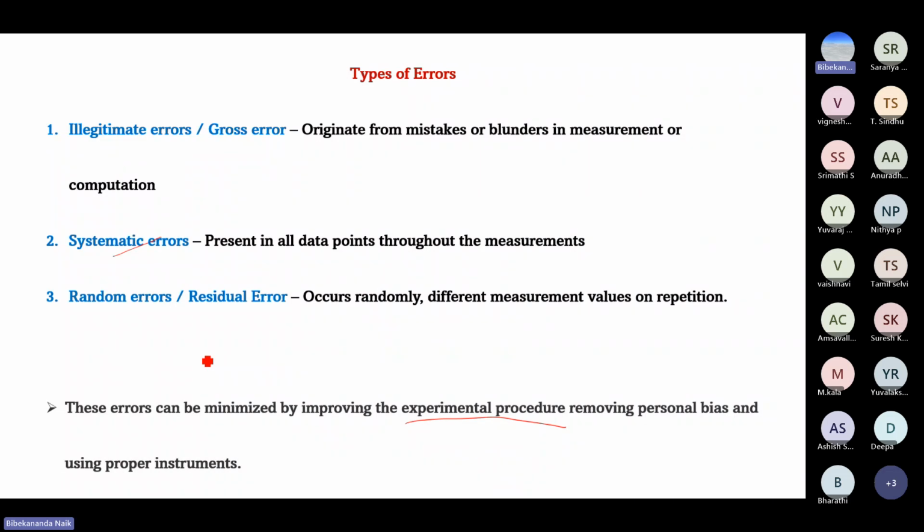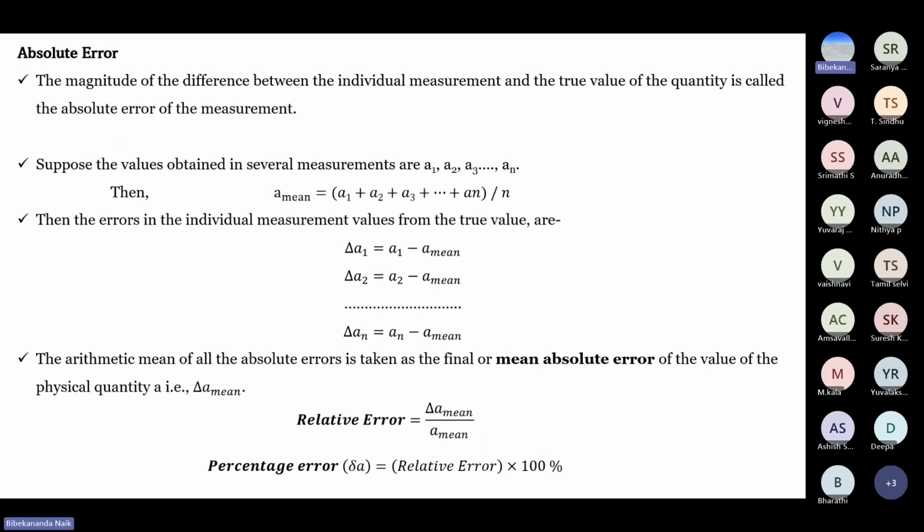So errors will be minimized. So these are different types of errors, or a broad classification of errors. Depending upon the type of calculations, the errors are different. The first one is absolute error, and this absolute error is the difference between the individual measurement and true value.